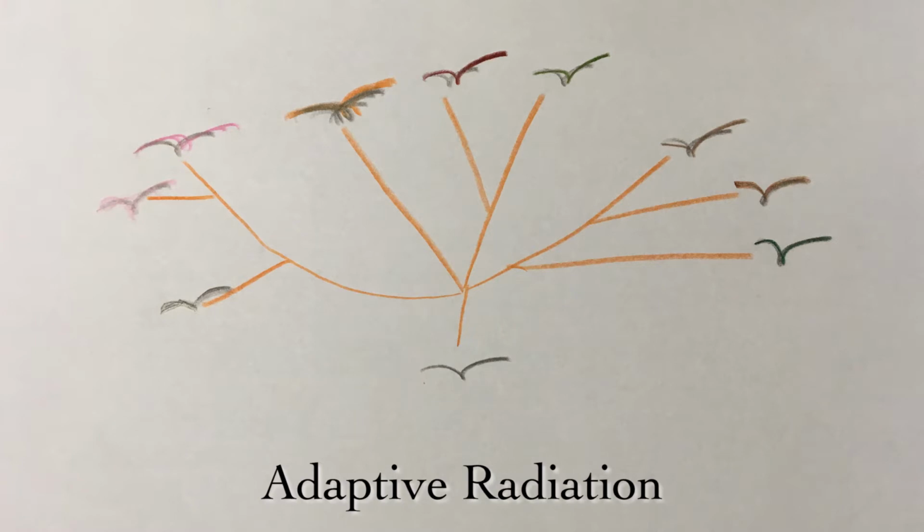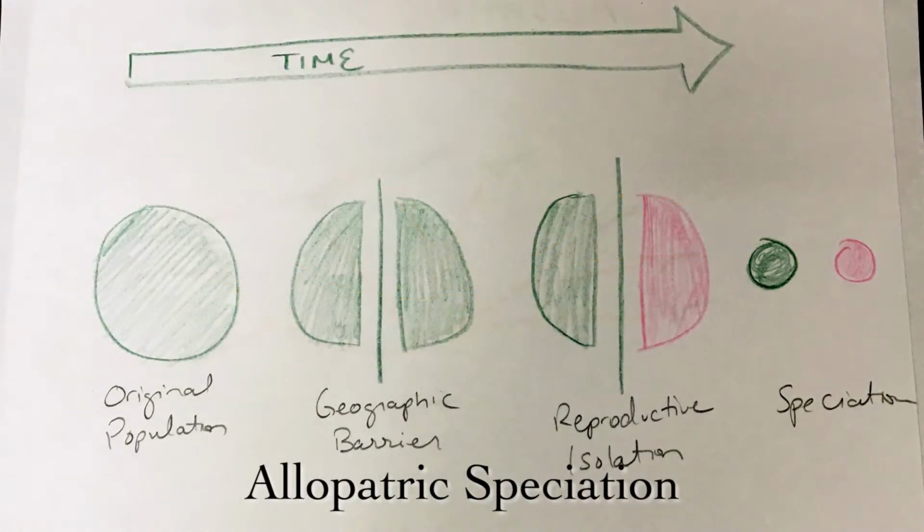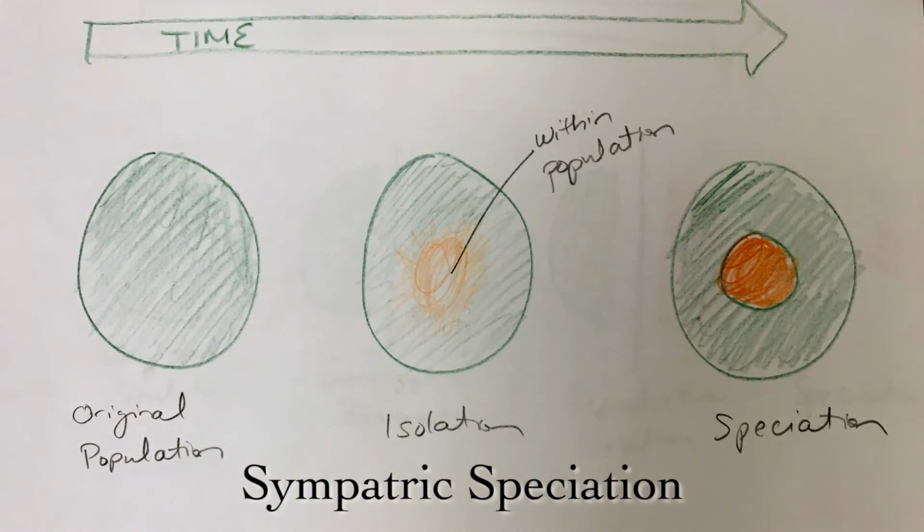Adaptive radiation is the diversification of a group of organisms into forms filling different ecological niches. Allopatric speciation is a physical barrier arising between populations of a species which stops gene flow. Sympatric speciation occurs if a genetic or behavioral change produces a reproductive barrier between both mutants and parent populations.